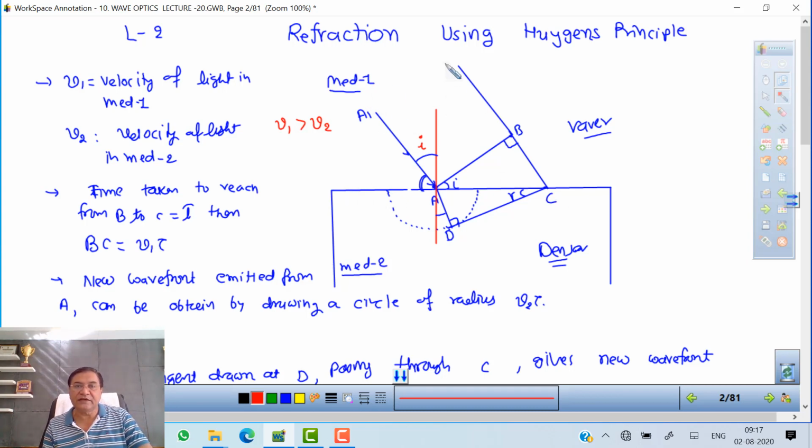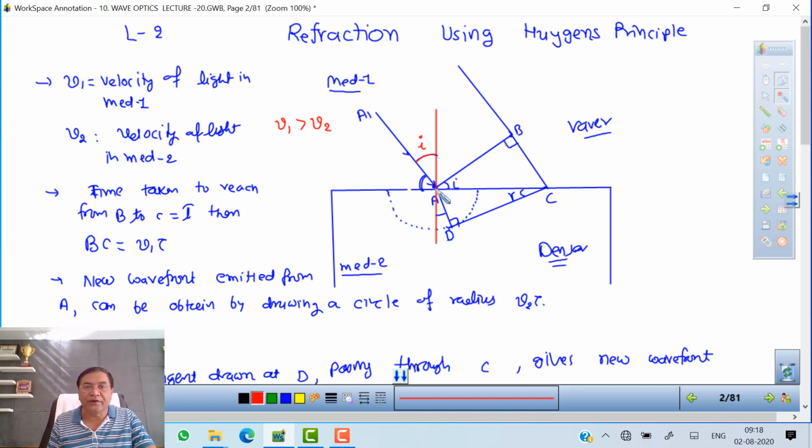I have shown only two parallel rays. One ray A1A is incident at an angle i. We know the angle of incidence is always measured with respect to the normal. AB is the plane wavefront. A1A is the direction and AB is the plane wavefront.